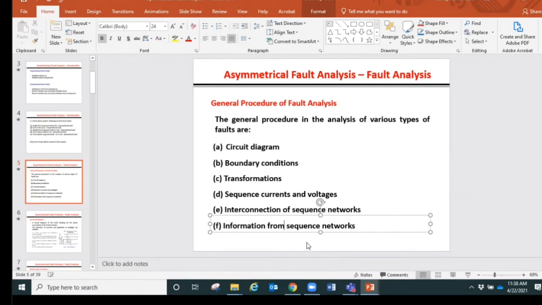When we have IA0, IA1, IA2, we can determine IA. When we have IA0, IA1, IA2, we can determine IB and IC as well. So that's how we will know all the values of the sequence components of currents and all the three-phase currents IA, IB and IC. That is our task in terms of fault analysis in the first place.